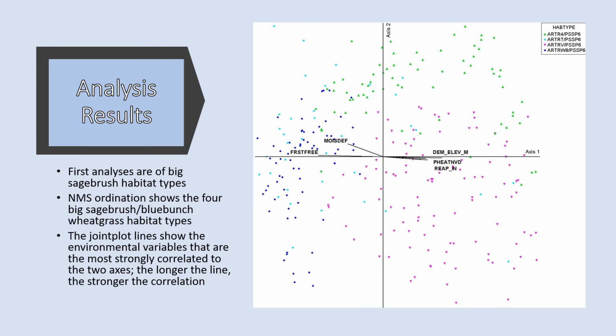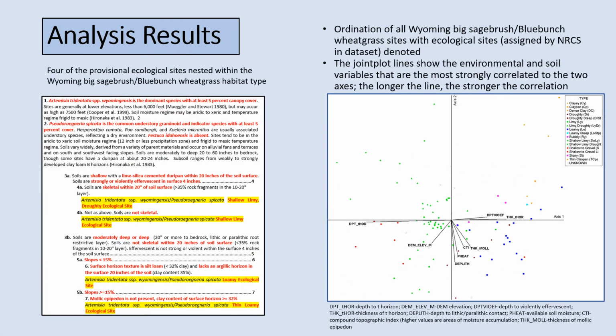The mountain big sagebrush sites, which are pink symbols, are bunched more on the right side of the ordination and are more strongly correlated with higher elevations, higher relative effective annual precipitation, and effective soil moisture combined with greenness. The second analysis slide shows a key to four of the provisional ecological sites nested within the Wyoming big sagebrush bluebunch wheatgrass habitat type. I've highlighted the soil and environmental variables in the key that are associated with the four different ecological sites. That's the red font that you see.